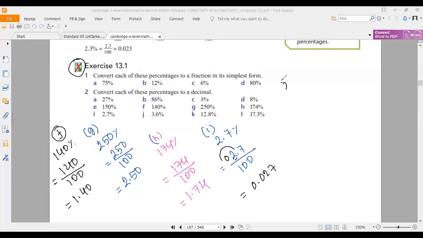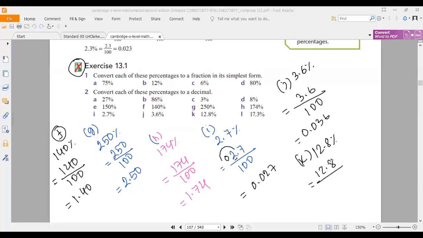Number J, 3.6%. In a similar way, we can write 3.6 by 100 or 0.036. Question number K, 12.8% can be written as 12.8 by 100 or 0.128. And the final question of this chapter, L, 17.3% can be written as 17.3 by 100 or 0.173.